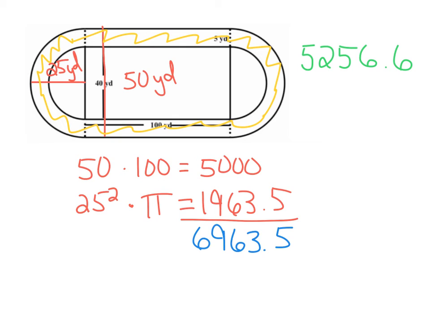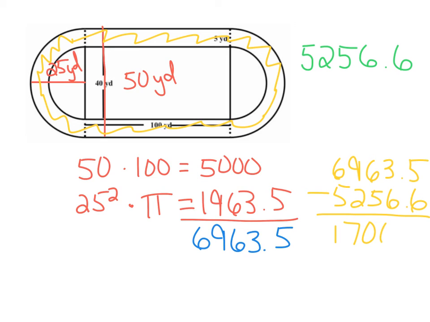So I need to take 6,963.5, and I'm going to subtract 5,256.6. That's the area of the field, and that gives me 1,706.9 yards squared. But we're not going to put the yards squared because we're putting it in assessments, so that's the number you put in.